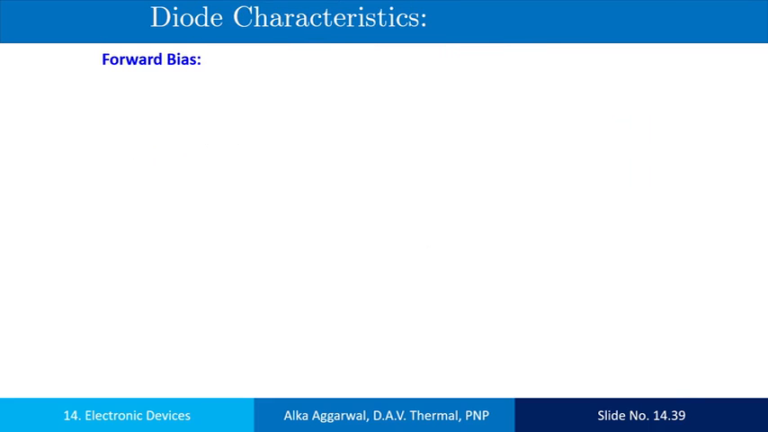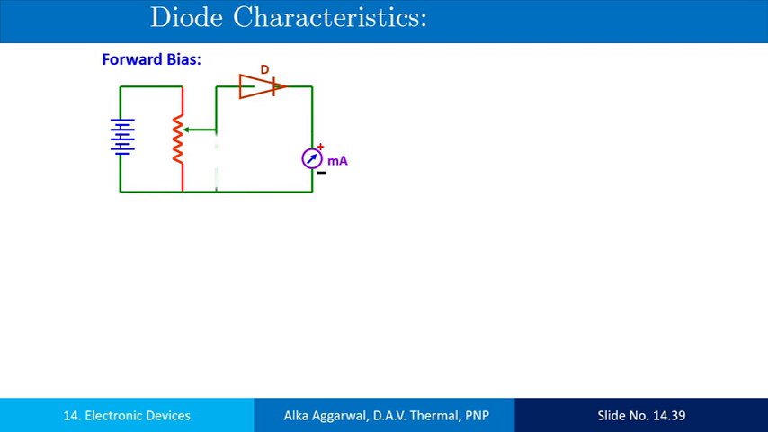Now the characteristics. Characteristics mean the graph between the current and the potential, when the diode is forward biased and when the diode is reverse biased. It is a circuit diagram of the junction diode when it is forward biased along with the voltmeter and the milliammeter.